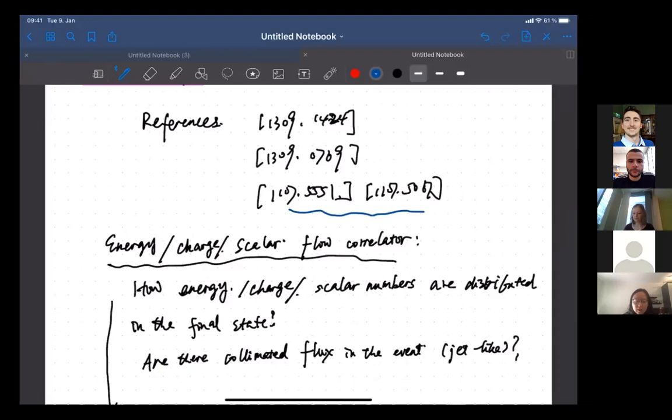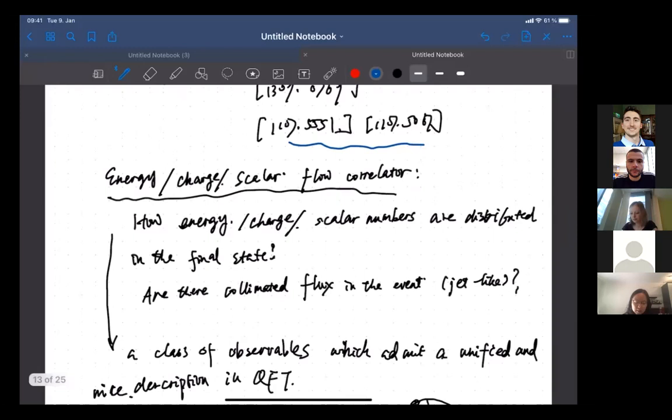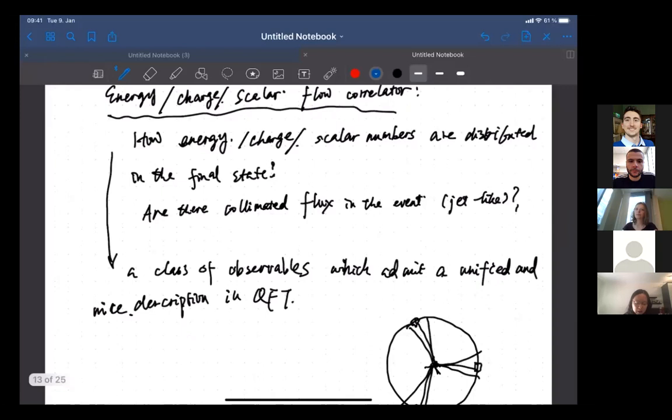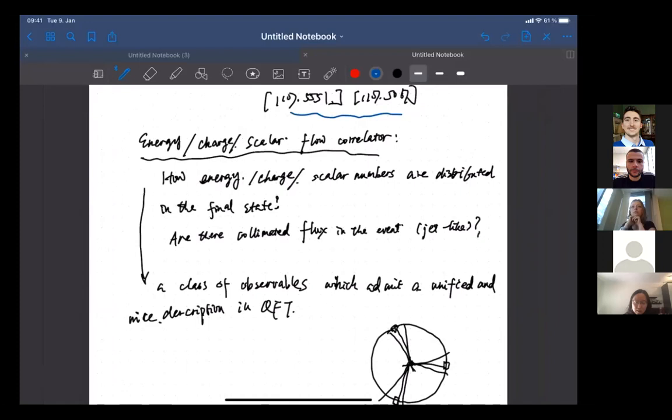What we can learn about deep quantum field theory by computing these observables. So the event shape that I'm talking about basically refers to the class of observables called the energy or charge or scalar flow correlators. Intuitively, they describe how the energies or charge or the scalar numbers are deposited in the final state that comes out of a particle scattering.